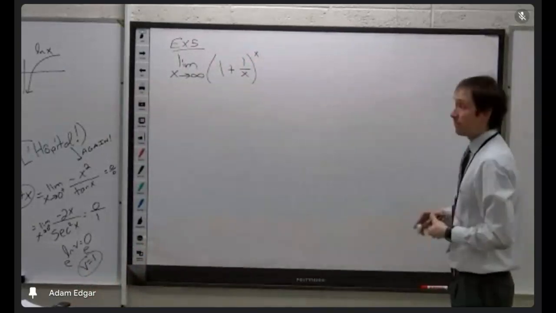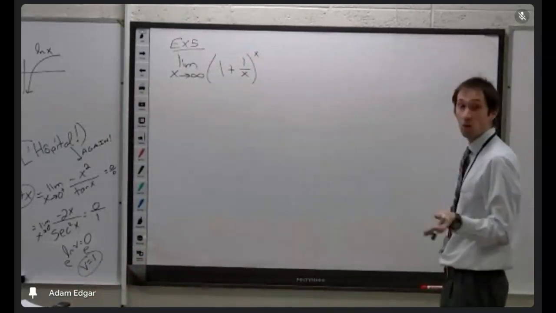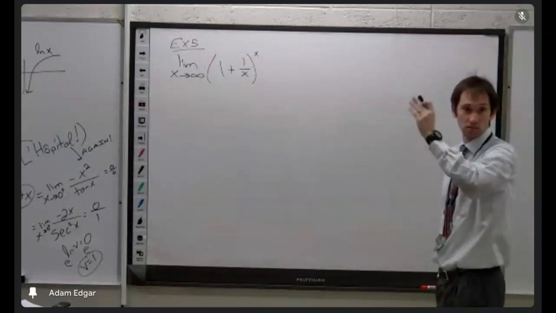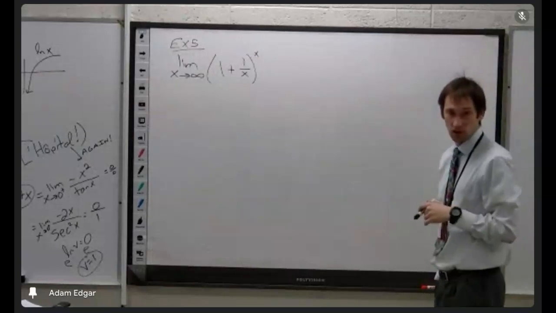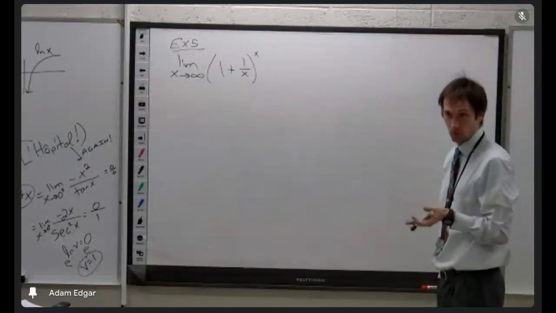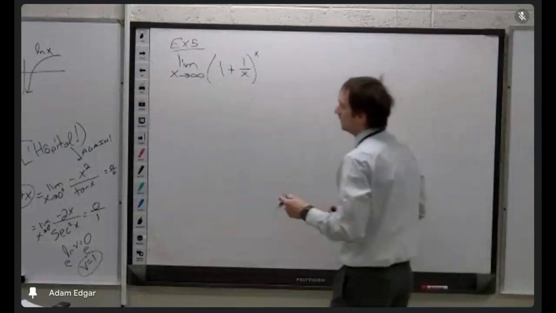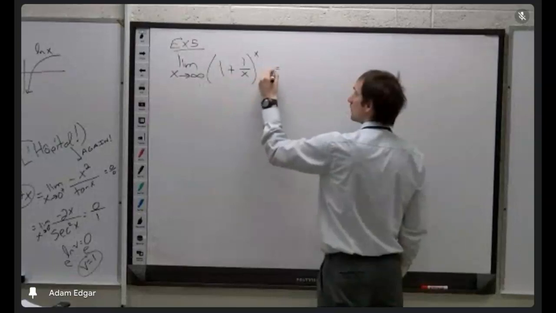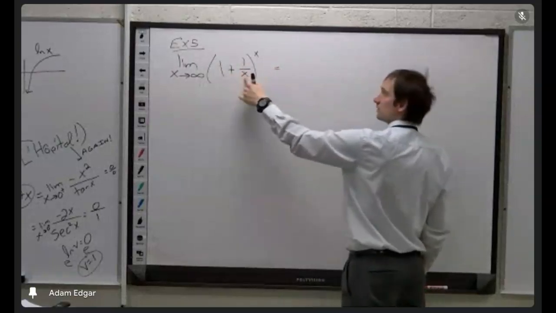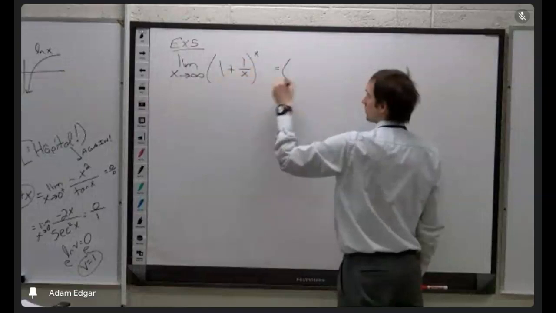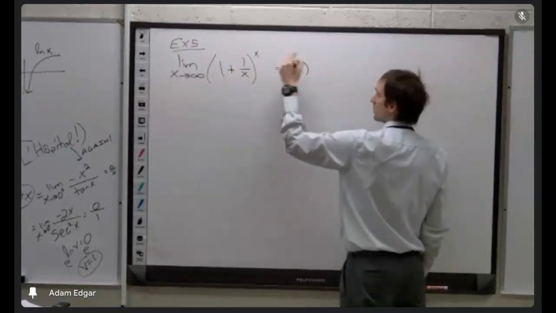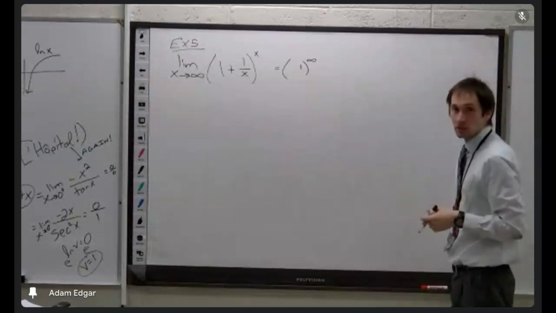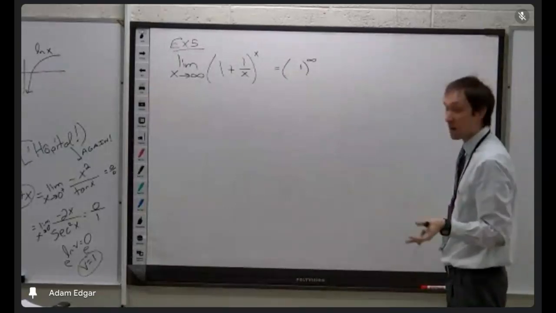Last example. And then tomorrow what I want to do is go through Albert problems on L'Hopital's rule and see what you might see on a multiple choice AP exam dealing with L'Hopital. All right. If you try to plug in infinity, what's 1 over infinity? 0. So the inside of this is just 1. And then it's raised to the infinity. And we don't know what that is. It might be 1, but it probably isn't.